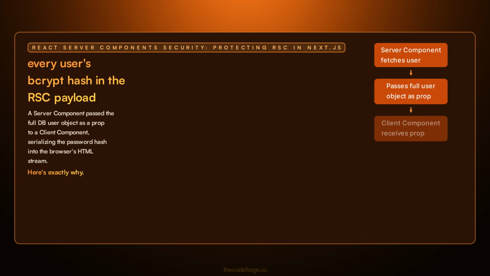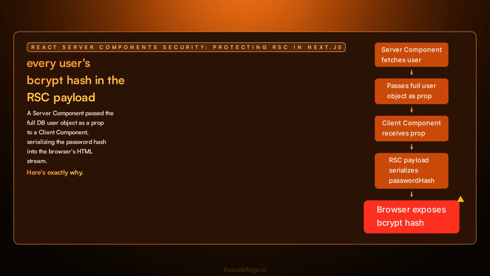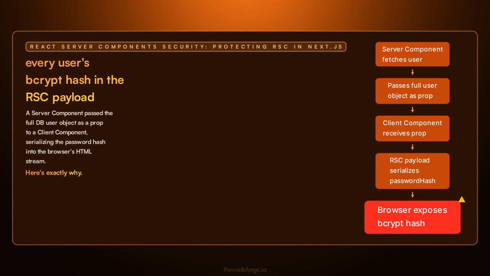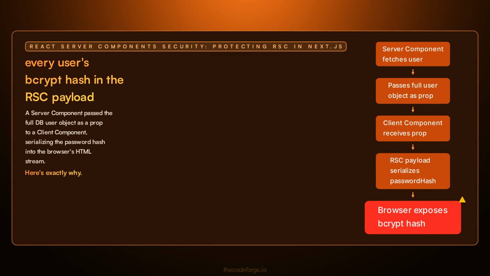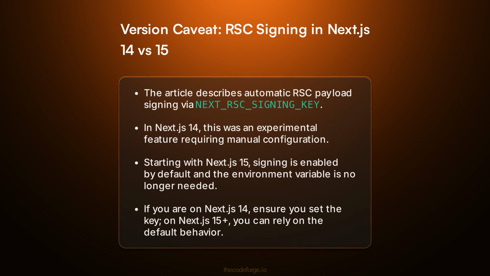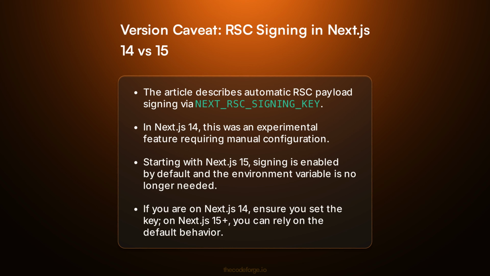A pen tester found every user's bcrypt hash sitting in the page's RSC payload. No API leaked it. A server component had passed the full DB user object as a prop to a client component. The article describes automatic RSC payload signing via Next.js signing key.